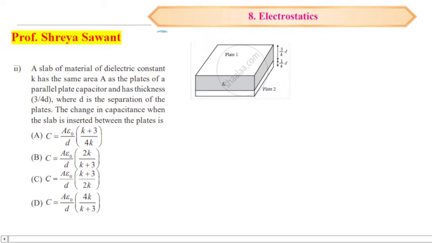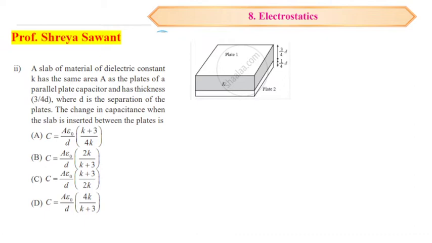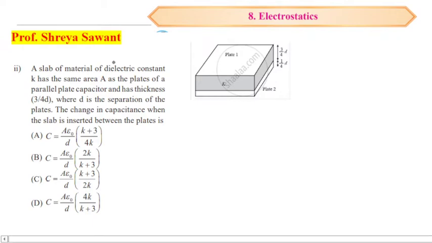So the first question says: a slab of material of dielectric constant K has the same area A as the plates of the parallel plate capacitor and has a thickness of 3 by 4 D, where D is the separation of the plates. Find the change in capacitance when the slab is inserted between the plates.